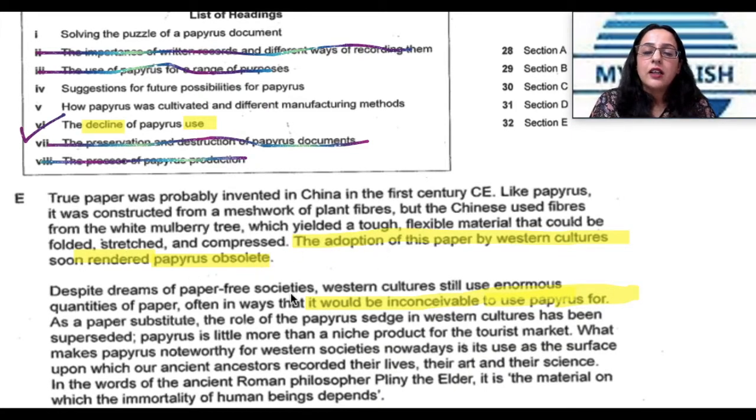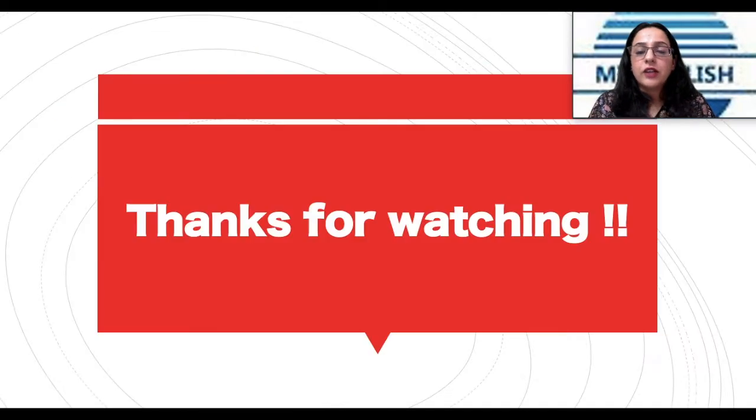So these are the places, the keywords where you can find the possible answers to these questions. I hope you've understood and you've got the right answers as well.